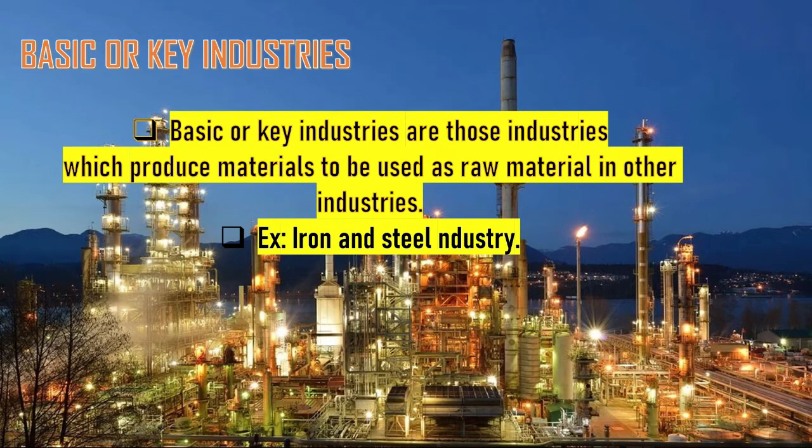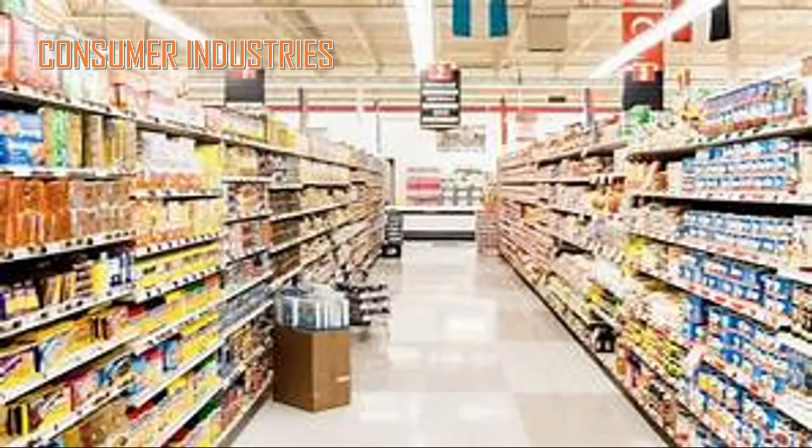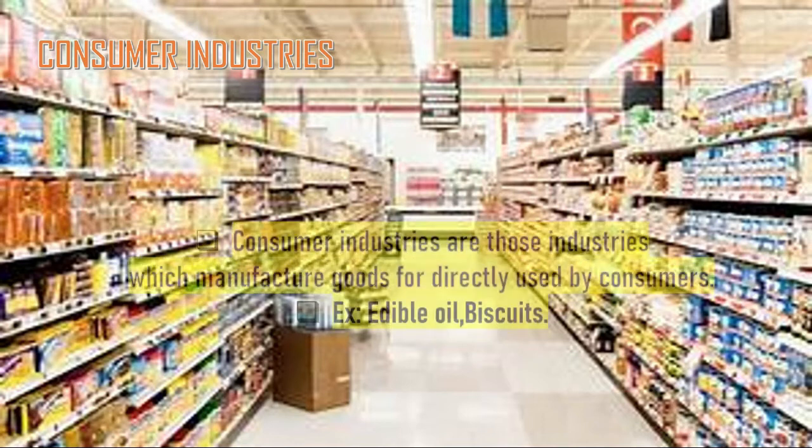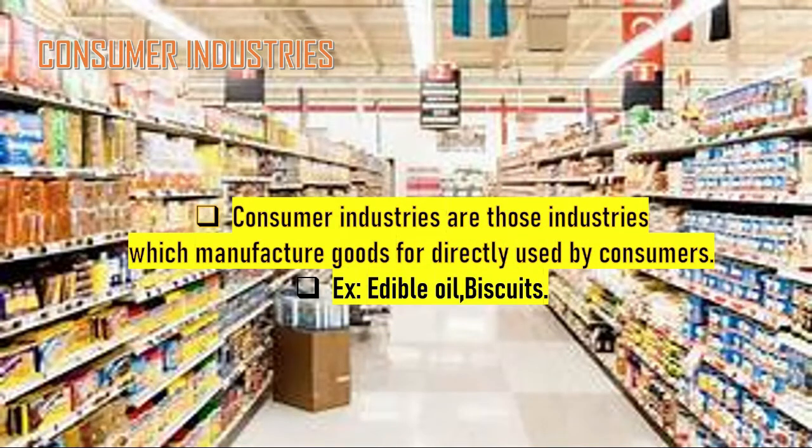Now let us move ahead with the consumer industries. Consumer industries are those industries which manufacture goods to be used directly by the consumers. That means the goods which are manufactured can be directly used by the consumers, like edible oil, biscuits, toothpaste, all are included in the consumer industries.